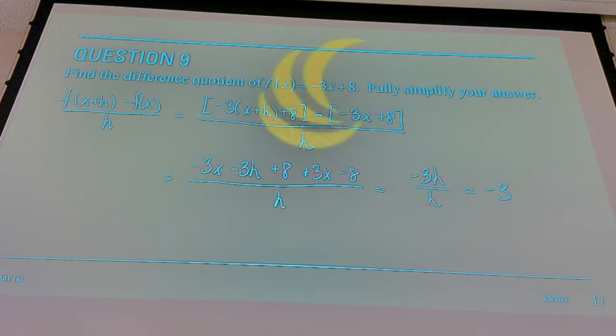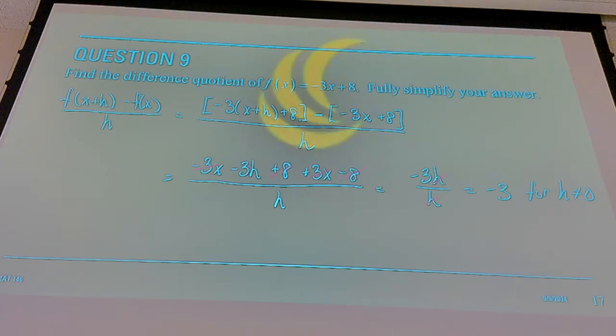What happens if h is 0? It's not even just not a real number. It's just not defined. If h is 0, you get 0 over 0. Is that the same as negative 3? No, it's not. They're not equal. They're only equal if h is not 0. So technically, I should write for h not equal to 0.